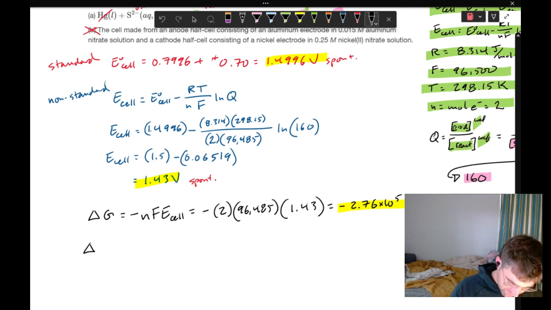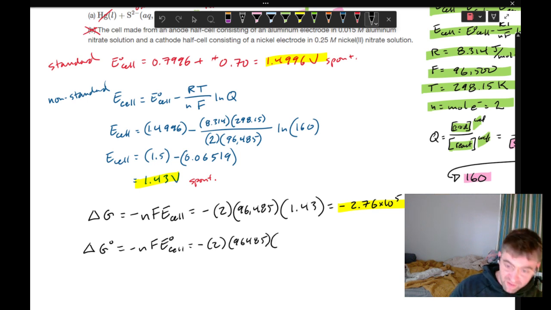Now the standard Gibbs free energy. Same formula. We just pull in the standard cell potential instead. So negative 2 times Faraday's constant times, from up above, 1.5 rounding up, significant figures, equals, sorry, negative 2.89 times 10 to the fifth.